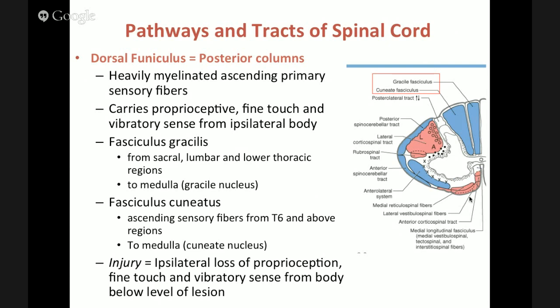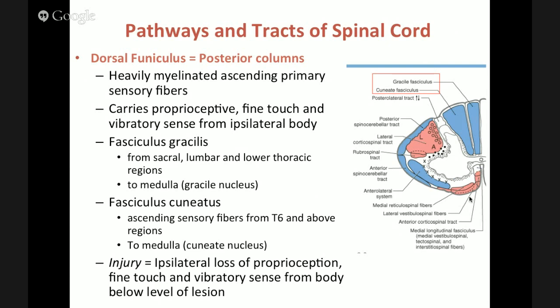Did I say that already? So this pathway is ipsilateral at this point. The pathway hasn't crossed the midline. These are central processes of the afferents coming in from the same side of the body.